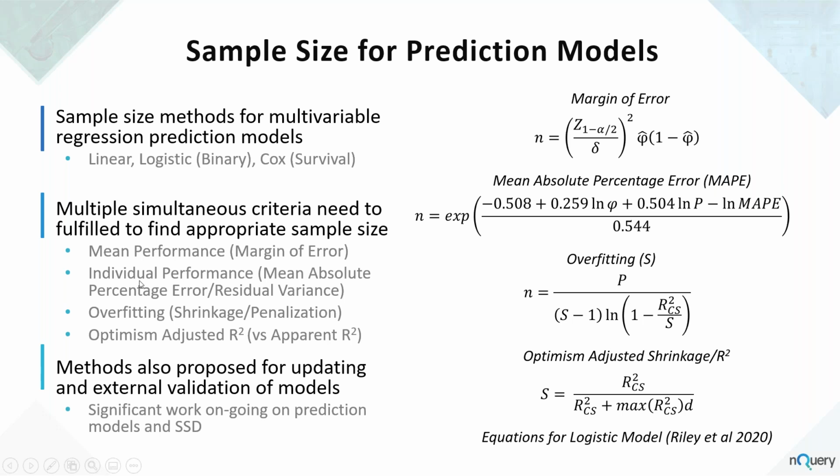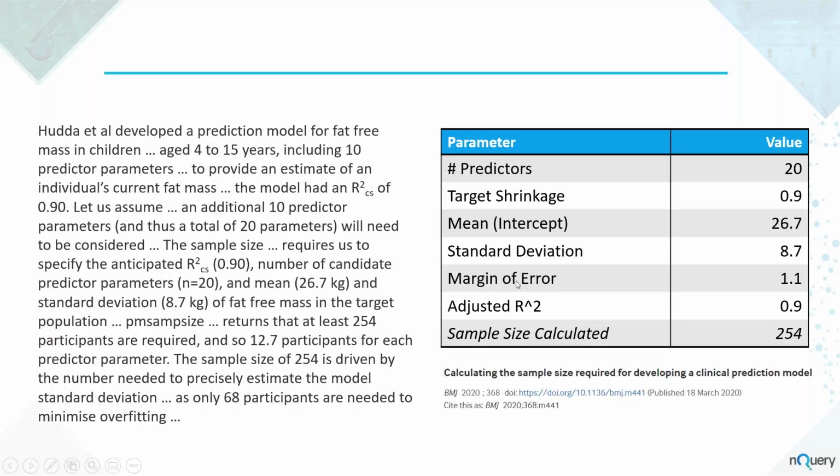And just to say, here on the right, these equations are for the 4 criteria for the logistic or binary model for the margin of error, the mean absolute percentage error. This equation is taken from a simulation study to get the overfitting sample size requirement. You can see this R squared here, which is your Cox-Snell R squared. And then you have your optimism adjusted shrinkage, which is just inserted into this equation to get the N required for your optimism adjustment.